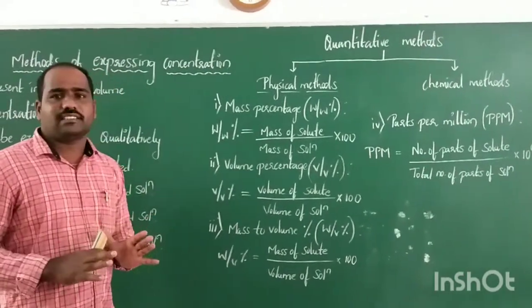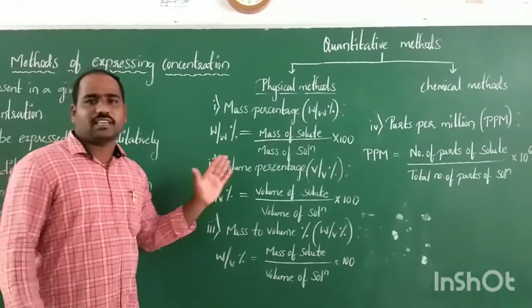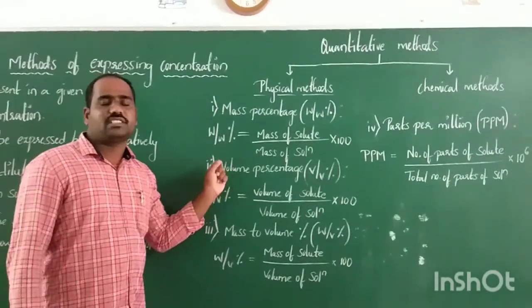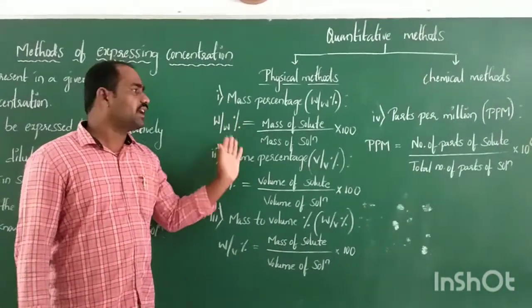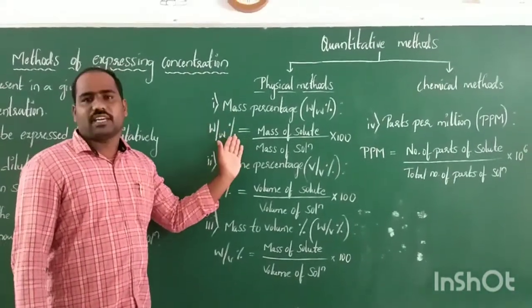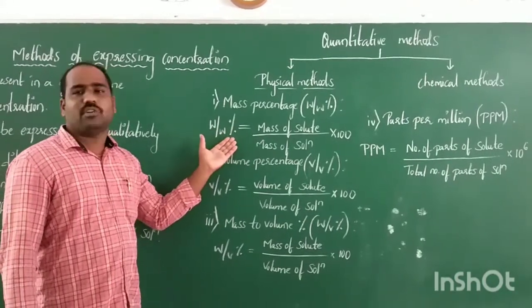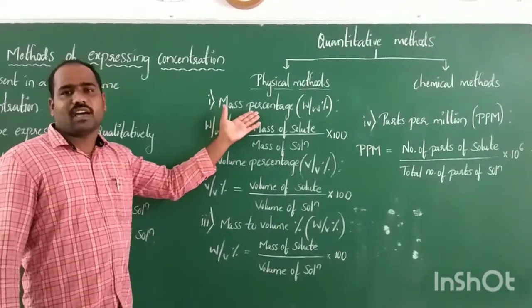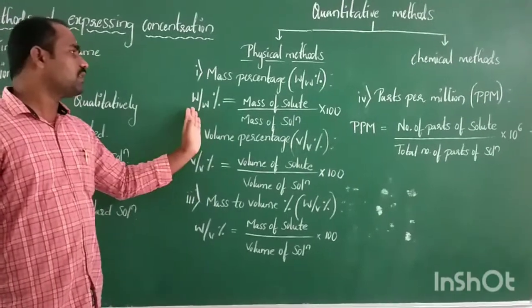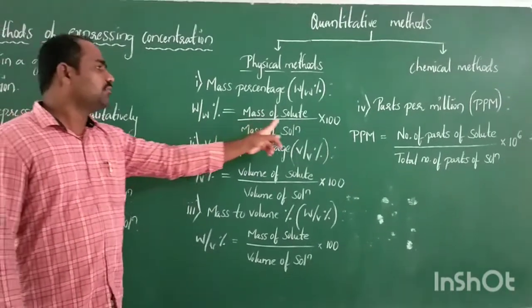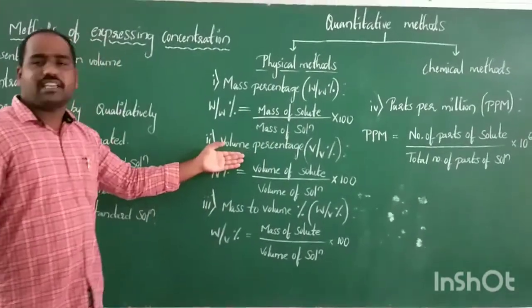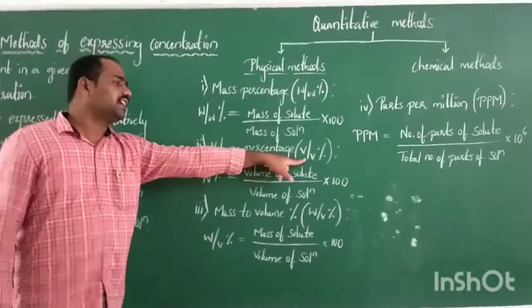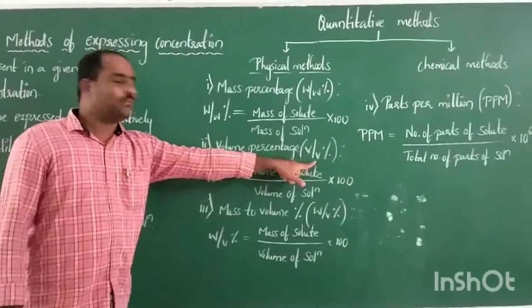Commercially used bleaching solution contains 3.62 grams of sodium hypochlorite in water by mass. Any substance that is given by W/W percentage is the mass percentage of the solution. Mass percentage W/W is equal to mass of the solute divided by mass of the solution, times 100. Next, the second one is volume percentage, indicated by V/V percentage.